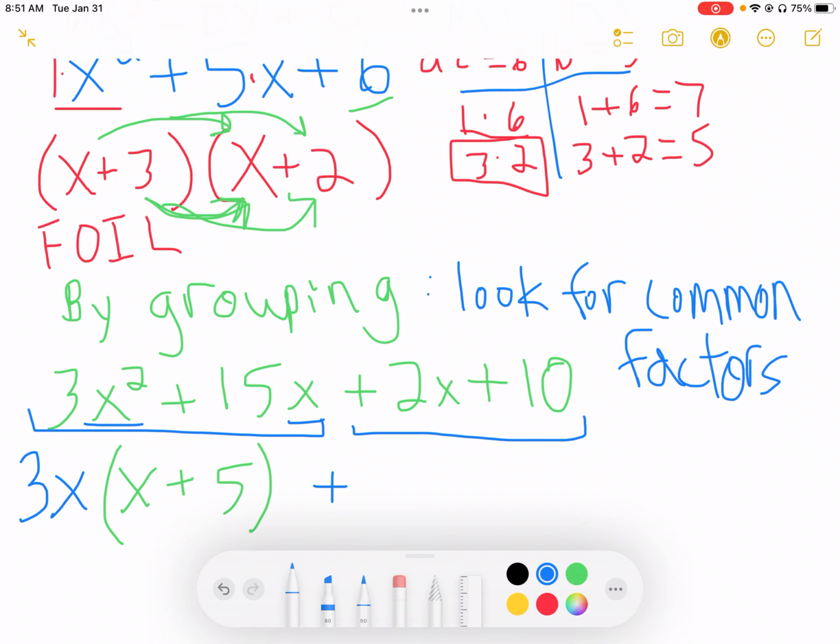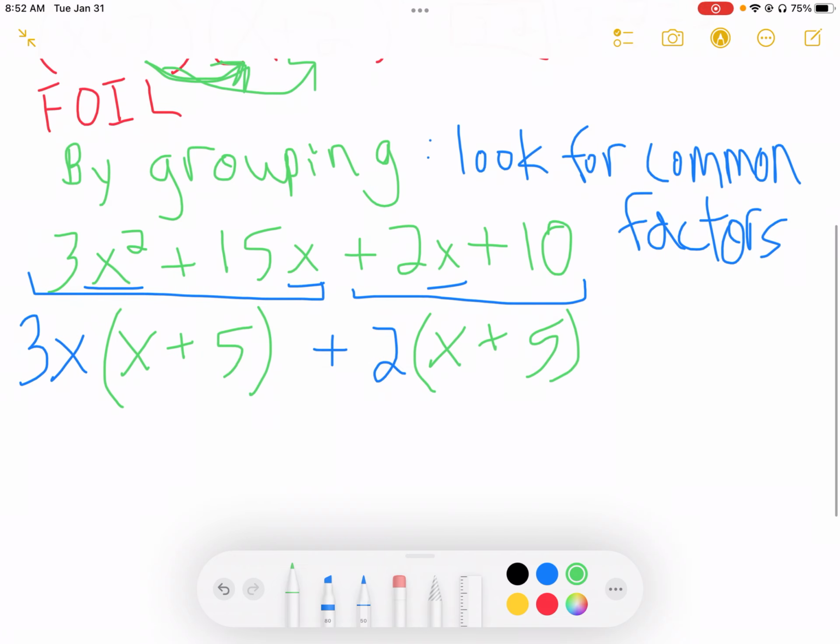So over here, 2 goes into all of these, but you can see only this first one has x. The other one doesn't have any x. 10 doesn't have an x. So here, I'd say 2. And then I can open my parentheses and say, if I take 2 out of 2x, I'm just left with x. And then 10 divided by 2, how many times does 2 go into 10? 5 times. So x plus 5. And then I have something like that.